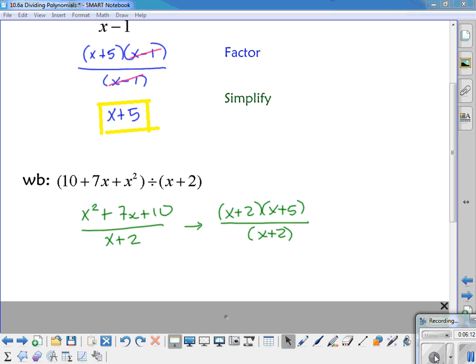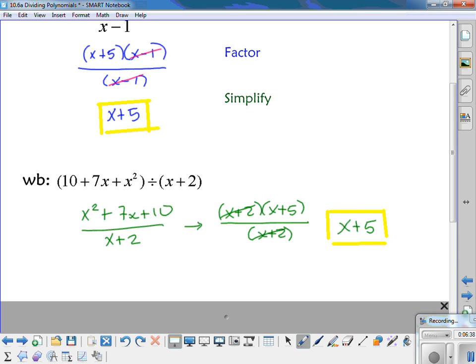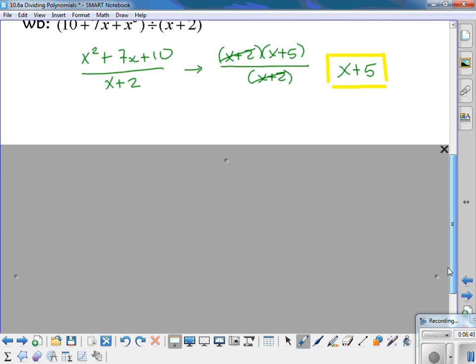Okay, so on this one, they had the first one, 10 plus 7x plus x squared. That's not in standard form, is it? So we need to put it in standard form. And so when you do that, you get x squared plus 7x plus 10. When you factored it, looks like most of you got that right. Your x plus 2's cancel out, and so this one was also x plus 5. All right, let's take a look at another one for your notes.